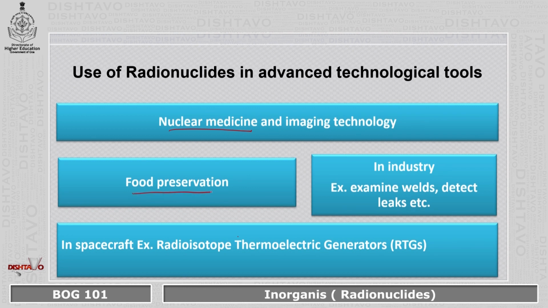They are used in food preservation. Most of the sprouting of onion and potato today can be controlled due to treatment of radiations. They are used in different industries, for example, examination of welds to detect leaks in the industrial piping. They are used in spacecrafts. Radioisotope thermoelectric generators are the batteries which run on the radioisotopes and can give energy as a source of energy for hundreds of years. They are used in remote places.